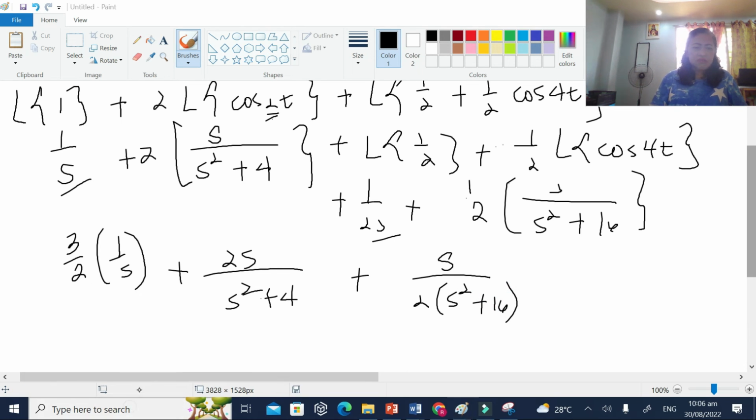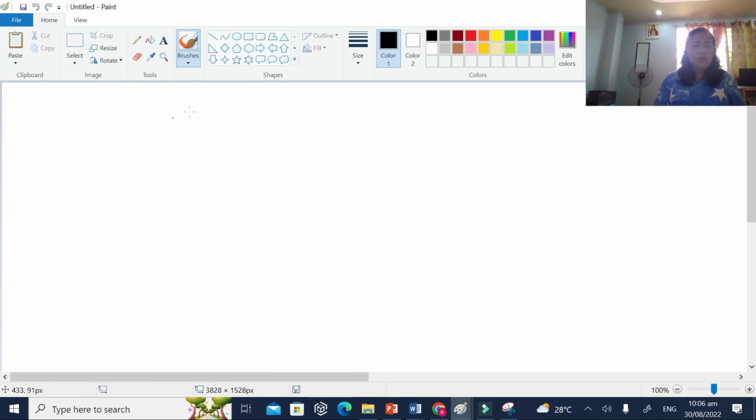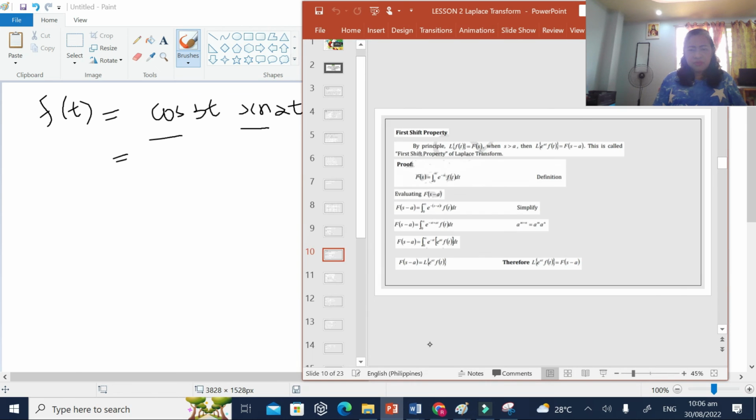So, another problem. What if we have the function of t equivalent to cosine of 3t sine of 2t? So, this is a product, so that can be converted. What is our formula here? Let me check the PowerPoint.